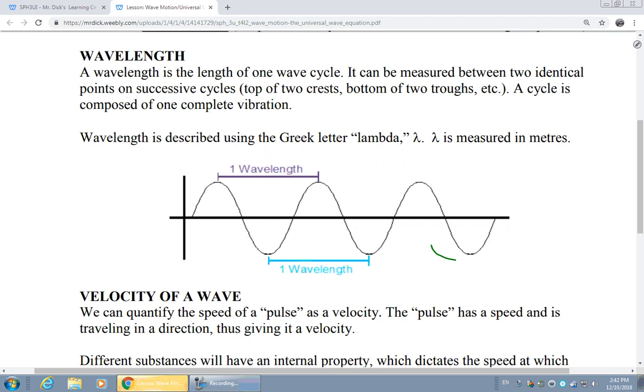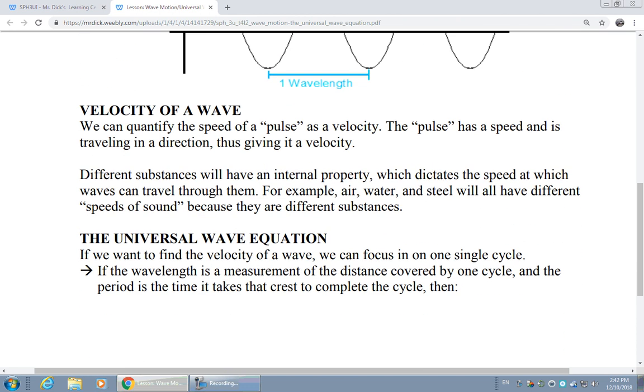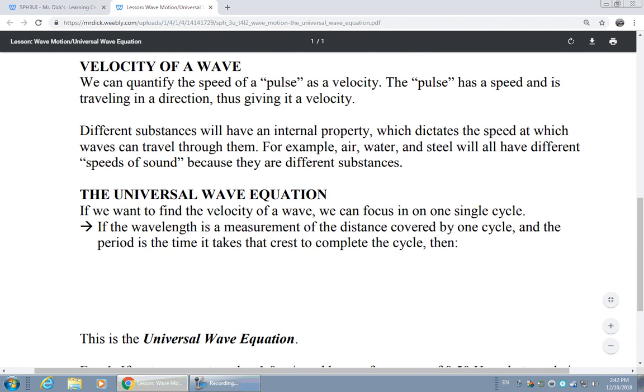Now, with that in our back pockets, we can talk about a new property of the wave, its velocity. Really what we're talking about is how quickly each pulse, each crest, if you want to think of it that way, is moving for the wave. That pulse has a certain speed that it's moving with, and it's also traveling in a particular direction. If you have a speed in a direction, it gives you a velocity. Now, each wave may move at a different speed depending on what substance the wave is moving through.